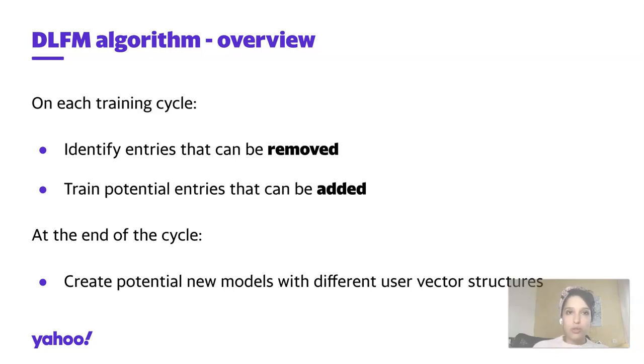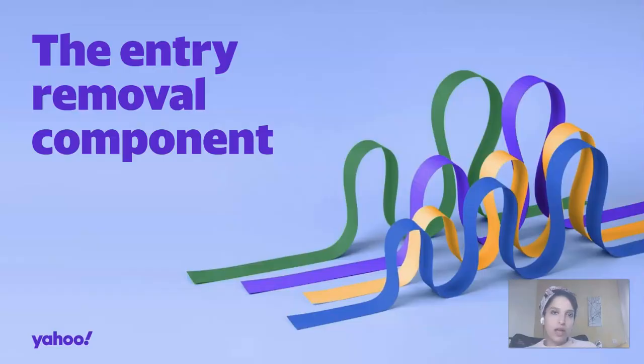In order to do so, we take advantage of the MapReduce architecture of our system, which allows training hundreds of models in parallel. Originally, the system was designed to train multiple versions of the learning model in parallel, each one with a different set of hyperparameters. But now, we support DLFM by adding to each hyperparameter tuning cycle several new models, each one of them with a slightly different user vector structure, and train them alongside the different hyperparameter sets models. I'll now go over the different components of the algorithm, starting with the entry removal component.